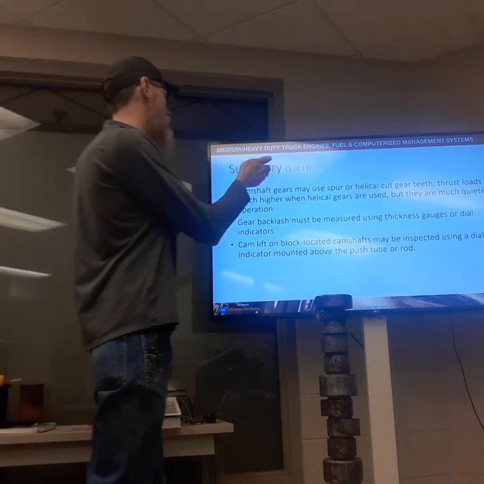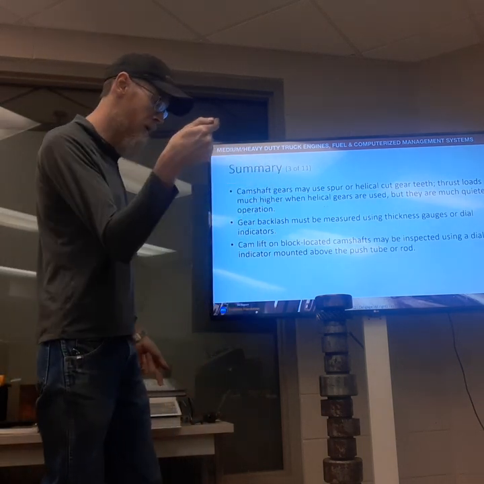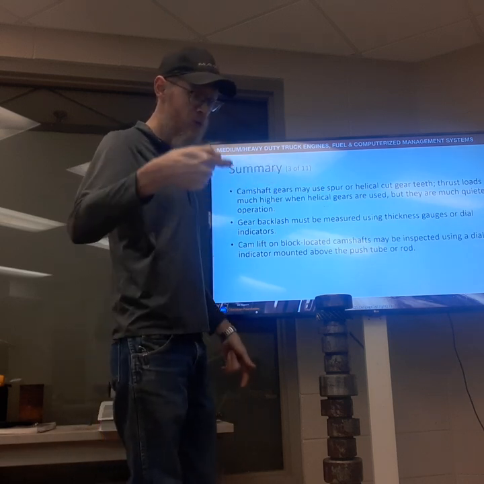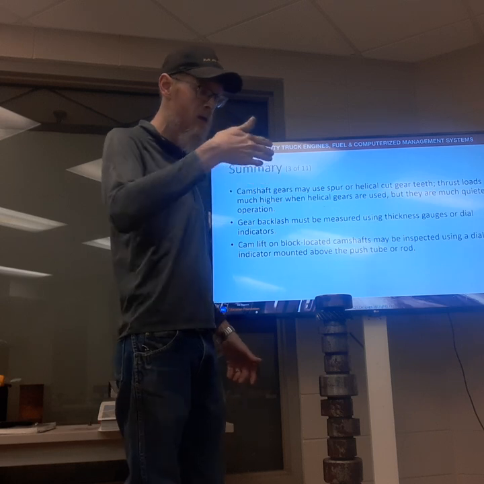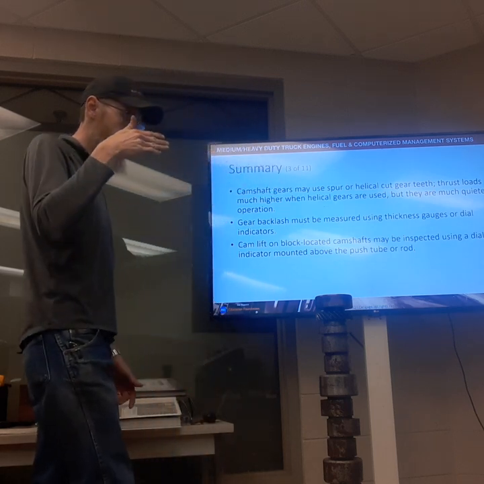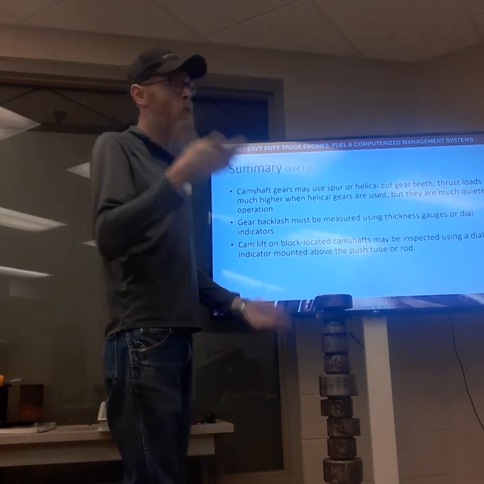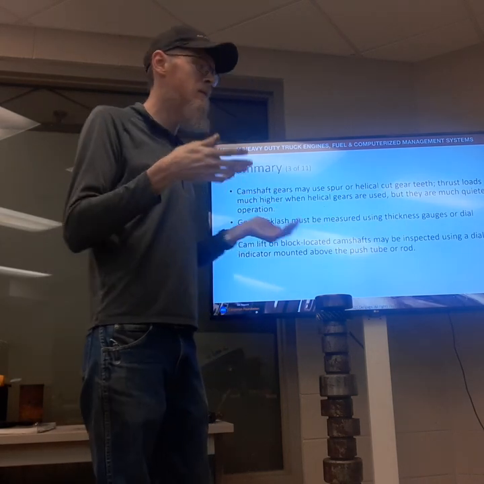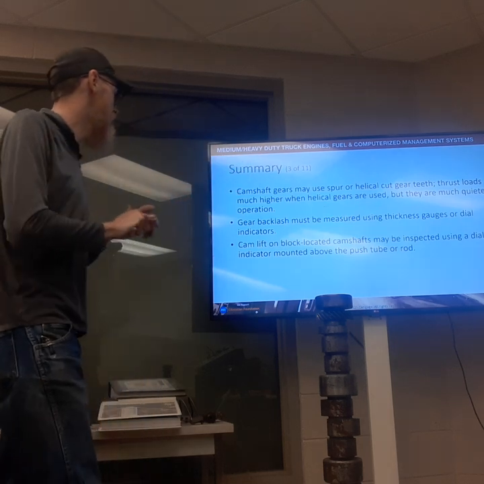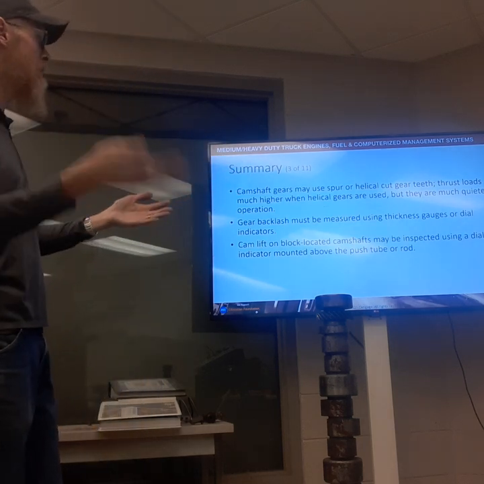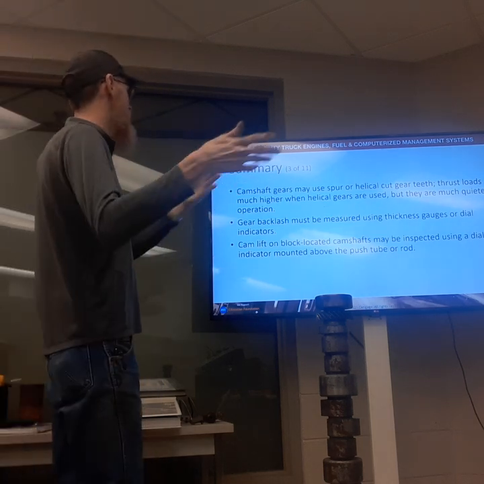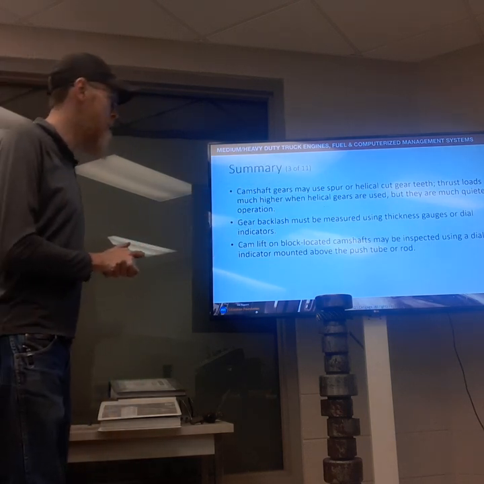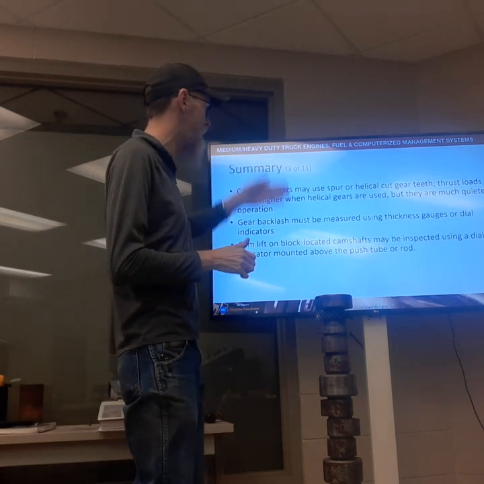Thrust loads are much higher when using helical gears. That means when we're using a helical gear, there is a push or a pull to the camshaft or whatever we're driving with that gear in a direction that we're not wanting to have movement. So spur cut gears are probably more common. It's hard to say. I've seen a lot of both helical and spur cut. But again, I encourage you to look more into gear tooth geometry in relation to spur cut gears or helical cut gears.